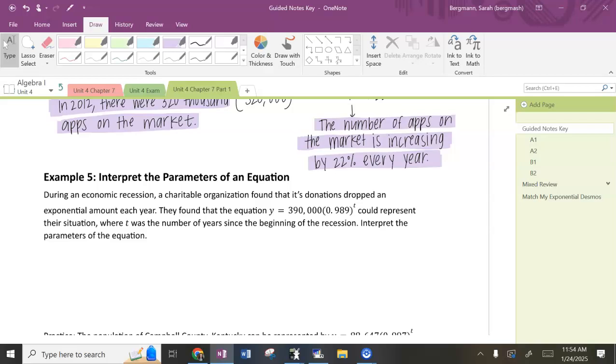So before we get into this, first let's make sure we all know what a recession is. That's when the stock market goes down, the amount of money that people are making is maybe not worth as much as it has been in the past. People are struggling economically to pay bills, stuff like that. Hopefully you learn about that in social studies class. So it would make sense that people aren't donating to charity as much and their donations are dropping.